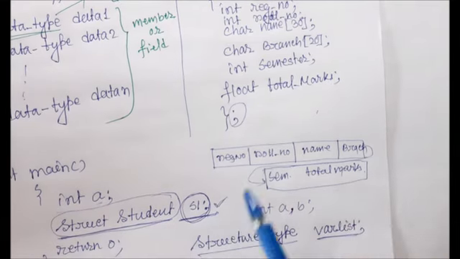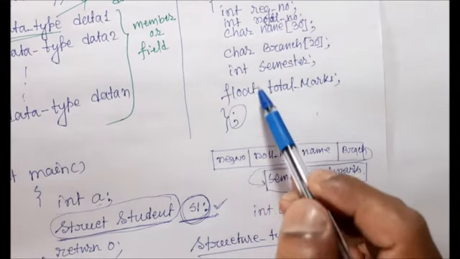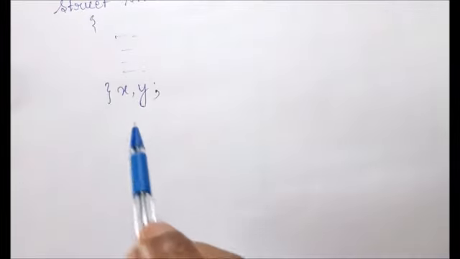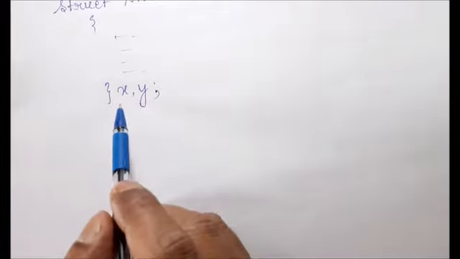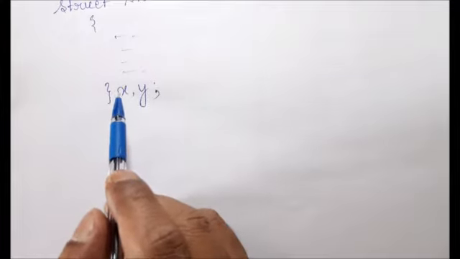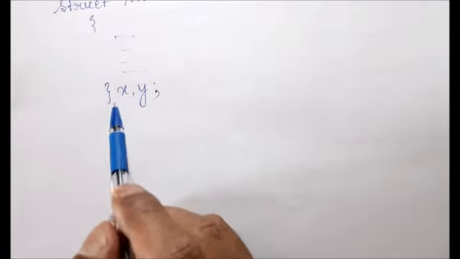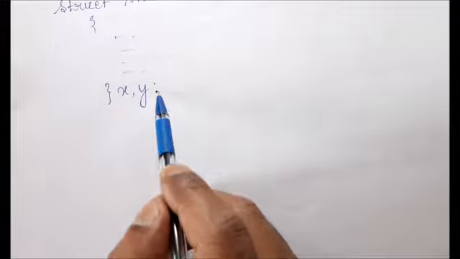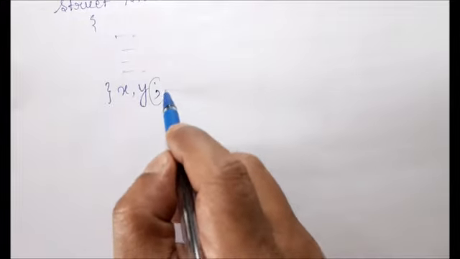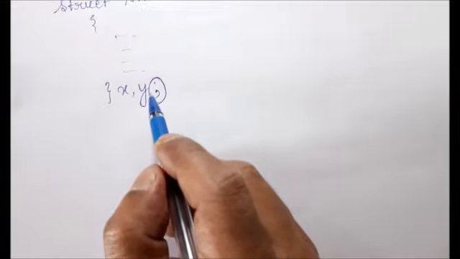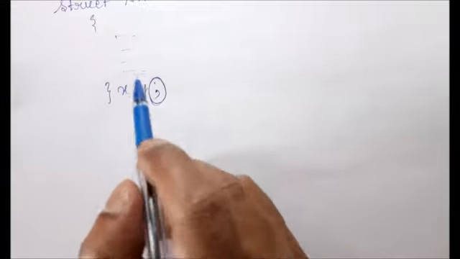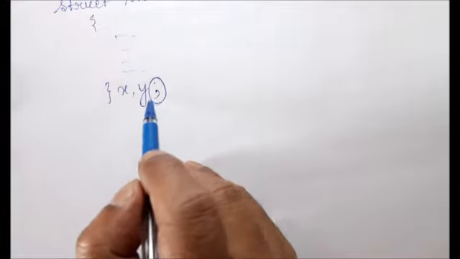If I want to declare the structure variable at a time, we have another way of declaring a structure. We have to put the structure variable at the end of the closing bracket, then we have to use the semicolon at the end. This is the second way of declaring a structure. At a time we have to declare the structure members and the structure variable.